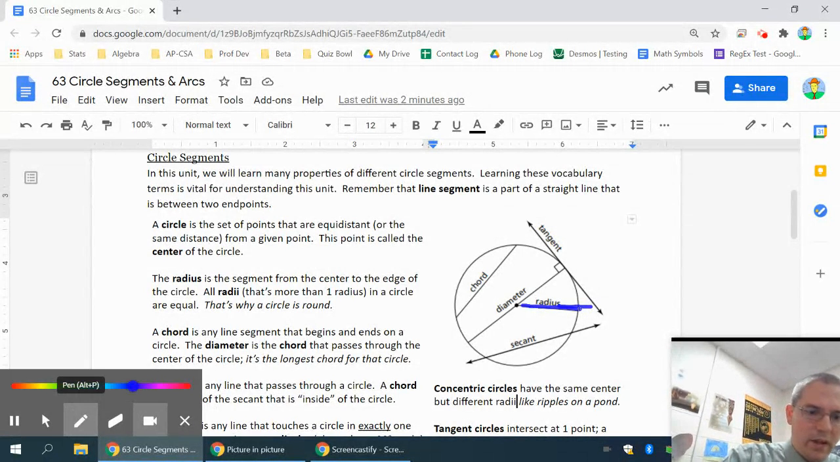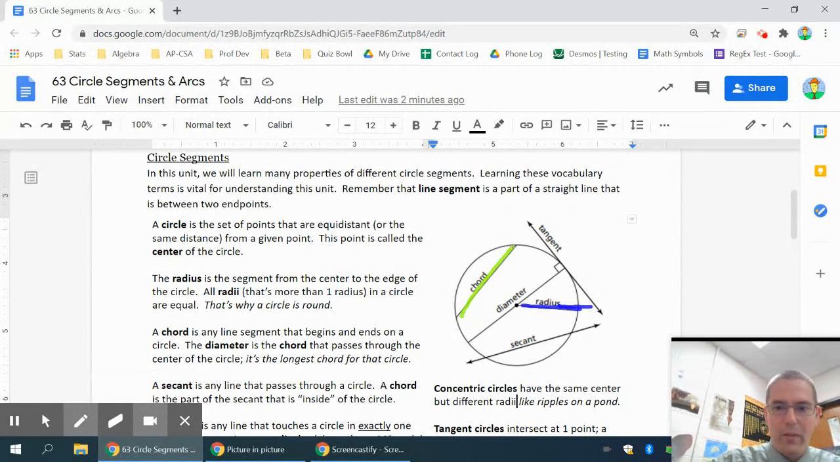The next one you have is a chord. A chord is just any line that goes across the circle, so that would be a chord. This diameter would actually be a chord, and the middle part of this secant would be a chord.